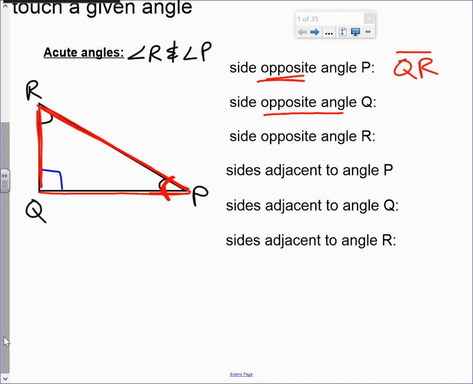Let me look at angle Q. Here's angle Q. Right. PR would be the hypotenuse. That would be the side opposite angle Q. So go ahead and put PR.